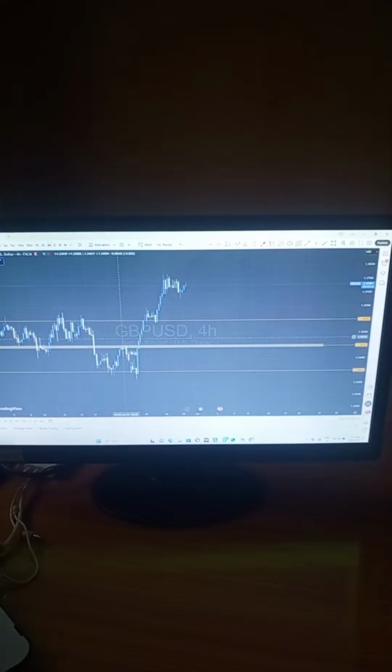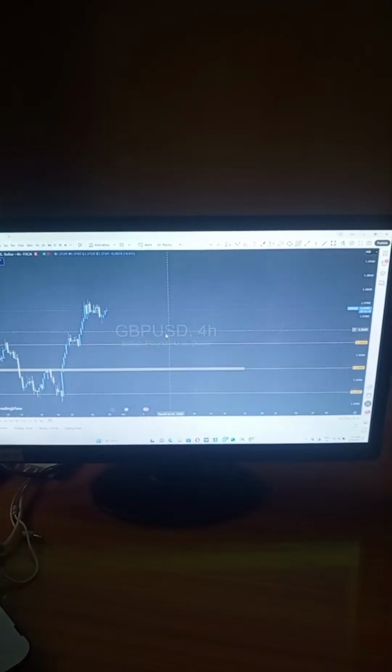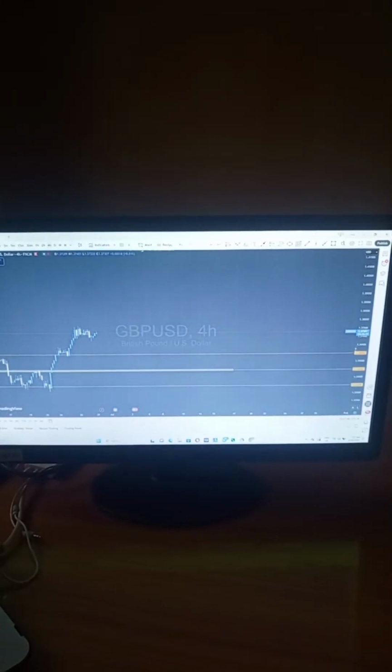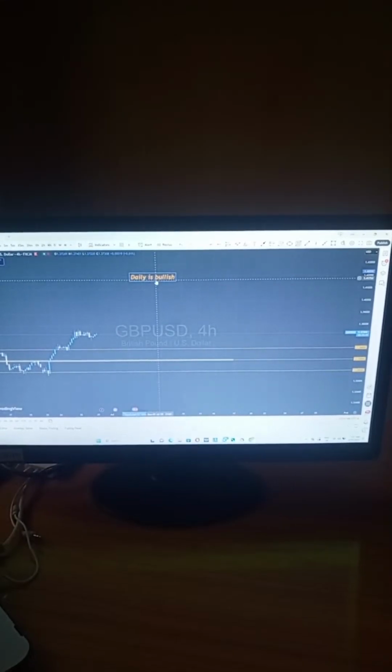So on the 4 hours, we are still bullish, I think. Yes, we are still very bullish on the 4 hours. So we'll bring this down a little.